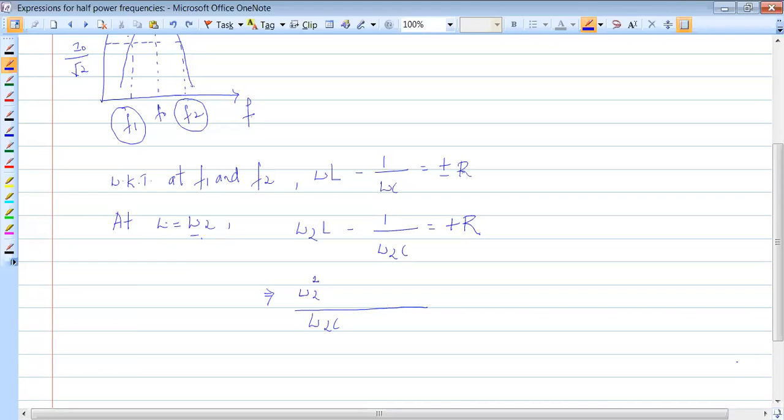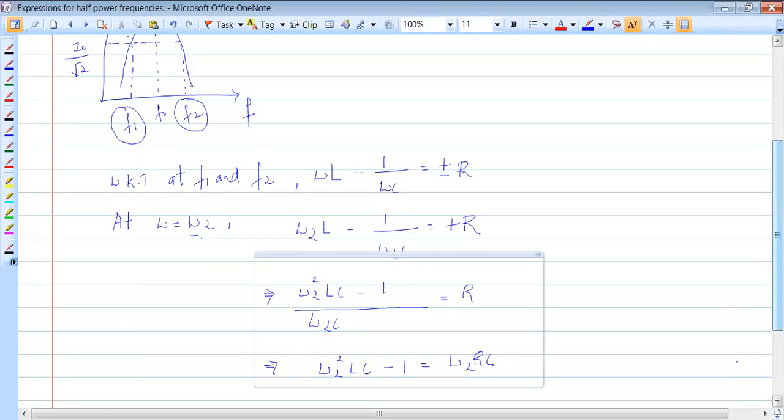So what would this become? This would become omega 2 square LC minus 1, and on the right hand side anyway you have R. So this further implies that omega 2 square LC minus 1 is omega 2 RC. Okay, so how to write this in terms of the quadratic equation?